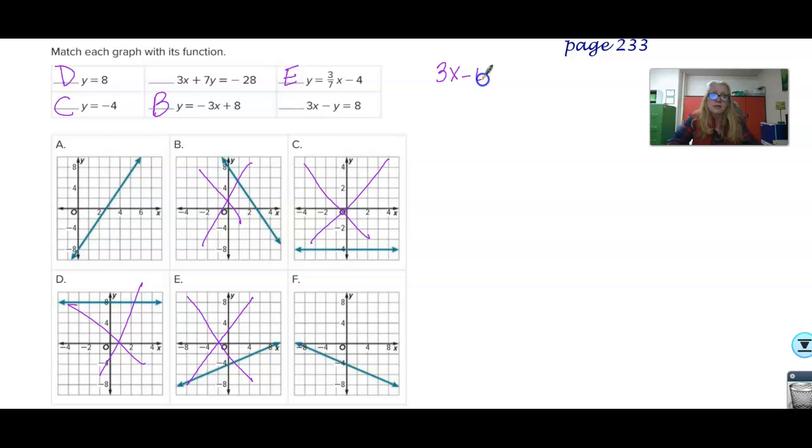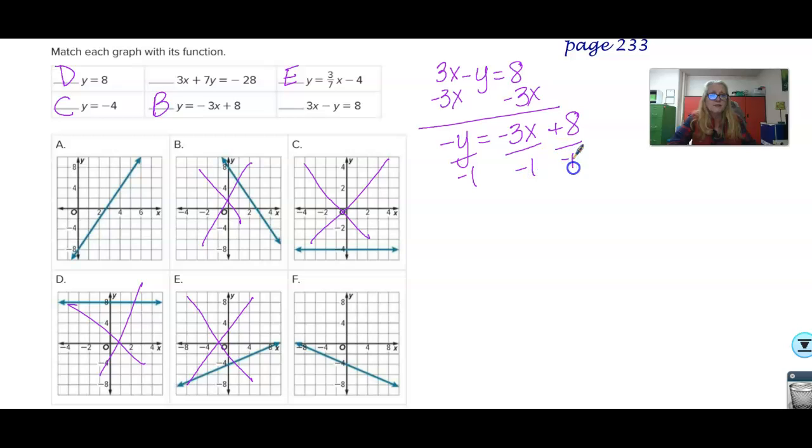So 3x minus y equals 8. Let's subtract 3x from both sides. That gives me -y, which is a no-no, we have to fix that, equals -3x plus 8. Divide every term by -1 to make y positive, or you could multiply every term by -1. And that gives me y equals +3x minus 8. So which one of these intersects? There you are, A. And by process of elimination, you have to be F.